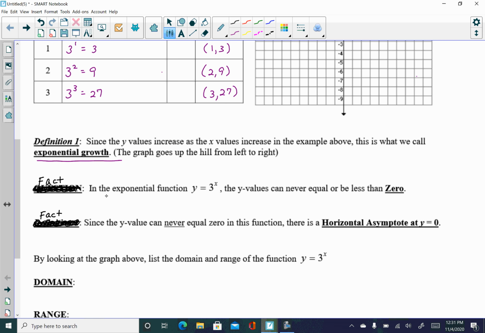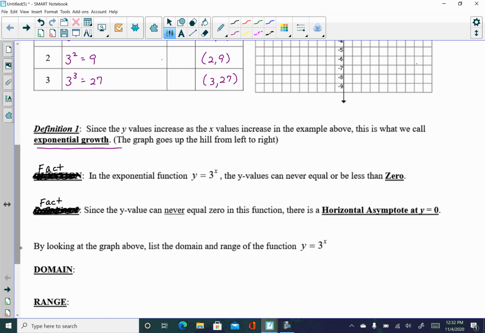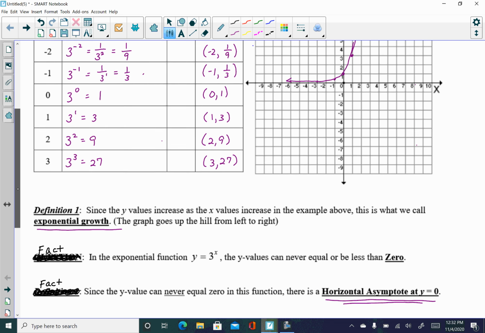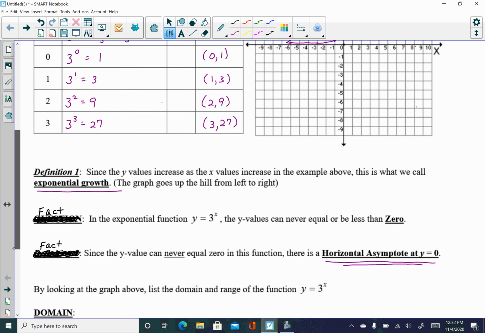Fact just below that, in the exponential function y equals 3 to the x, the y values can never equal or be less than 0. You're never going to be able to raise 3 to a power and get 0, okay? So for that reason, since your y values can never equal 0 in this function, there is a horizontal asymptote at the line y equals 0. And you may recall the line y equals 0 is just the x-axis here, okay? So this graph is hugging the x-axis, okay? And it will not cross it.